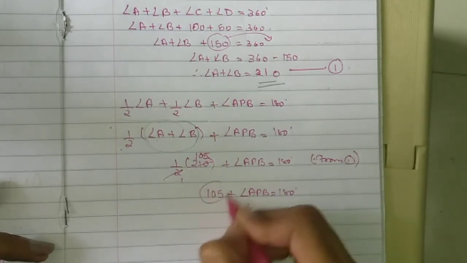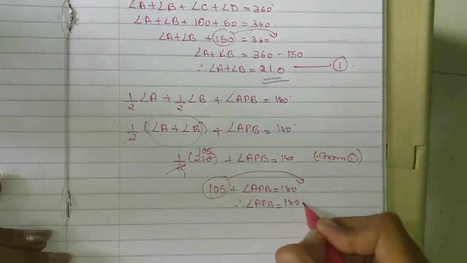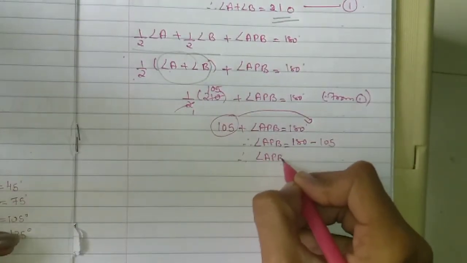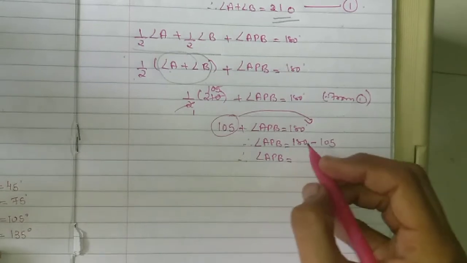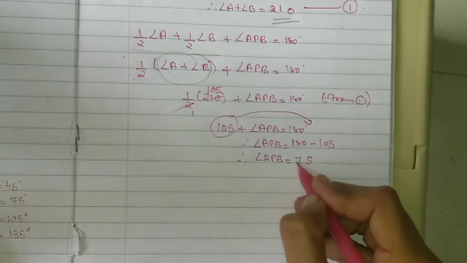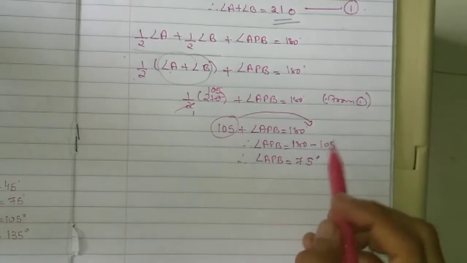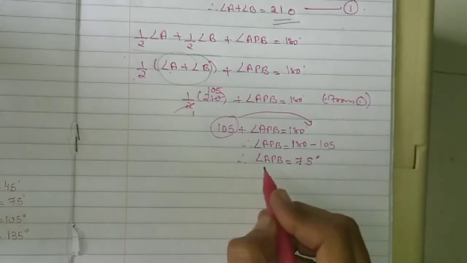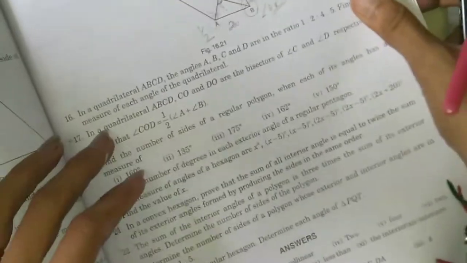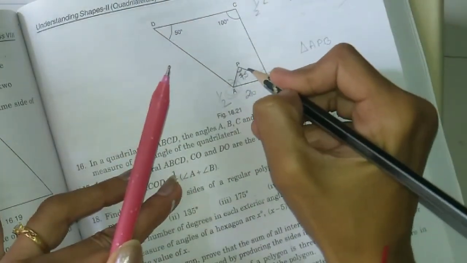Therefore, this 105 goes over here. APB equal to 180 minus 105. Therefore, angle APB equal to, what is the answer? 10 minus 5 is 5 and 7 minus 0 is 7 and 1 minus 1 is 0. So what is the answer? 75 degree. So angle APB equal to 75 degree. So here I can write angle APB is 75 degree.